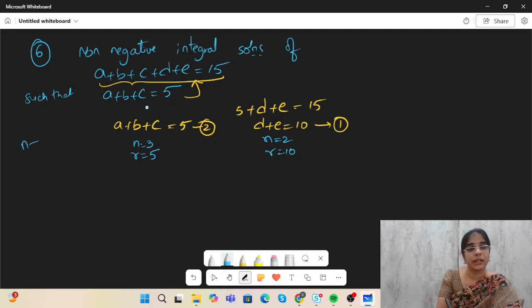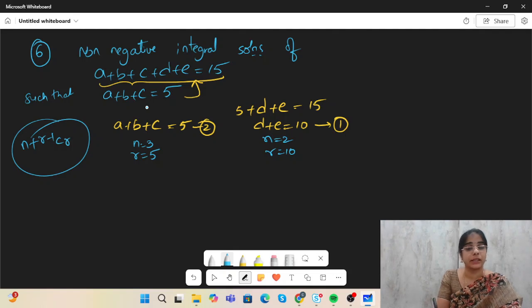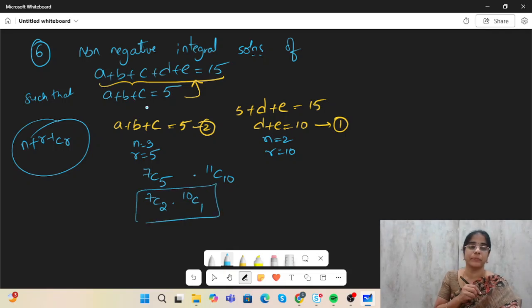Now apply n plus r minus 1 CR. Apply here. N plus r is 8, minus 1, that is 7C5, times here, 10 plus 2, 12, 12 minus 1, that is 11C10. You can write it as 7C2 times 11C1. This will be your answer there, right?